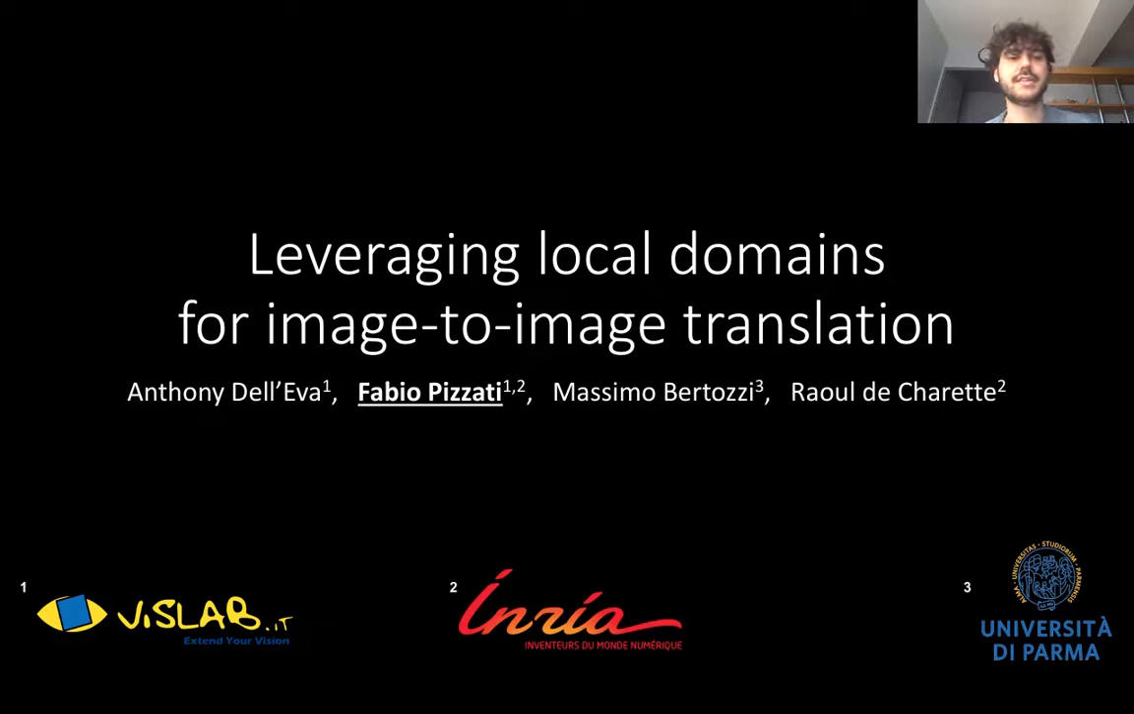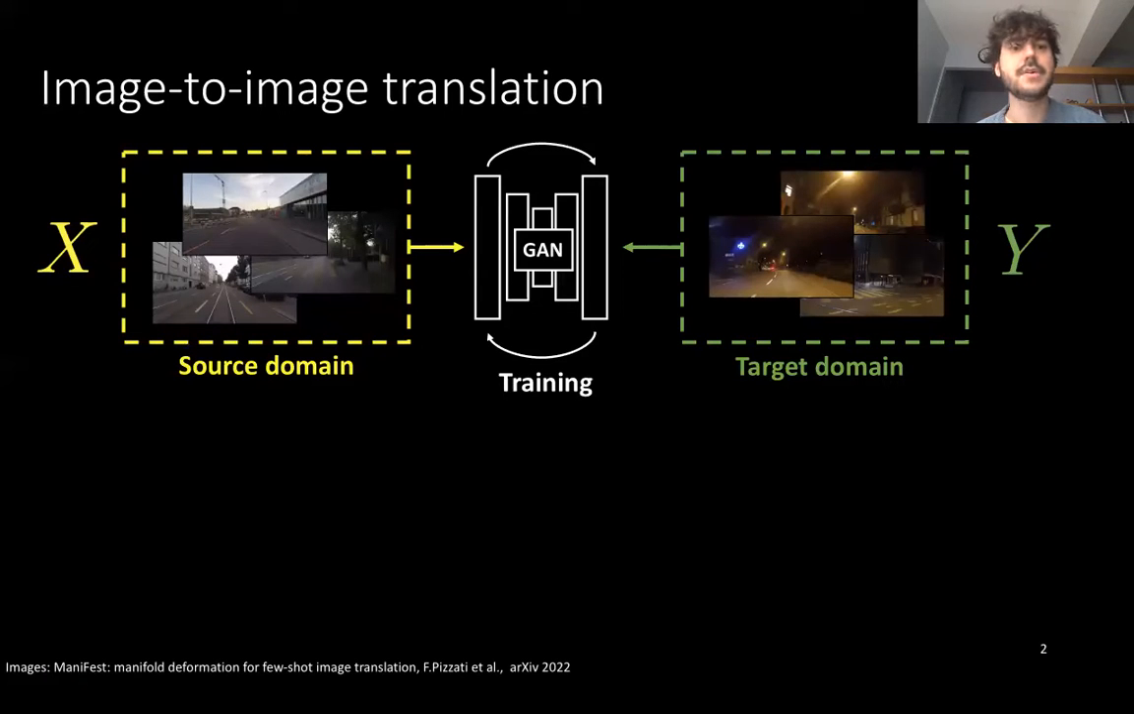My name is Fabio Pizzati, and I'm here to present a paper, Leveraging Local Domains for Image-to-Image Translation. This paper is a result of a collaboration between INRIA, VISAPP, and the University of Parma. I'm second author, Anthony De Leva is the first author, and we are both PhD students supervised by Massimo Bertozzi and Raoul de Charette.